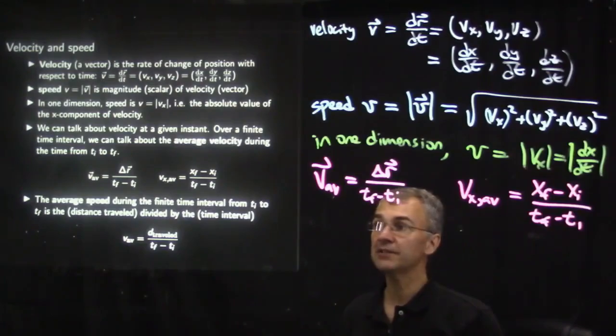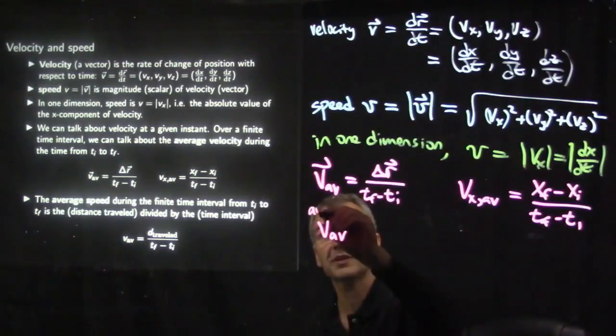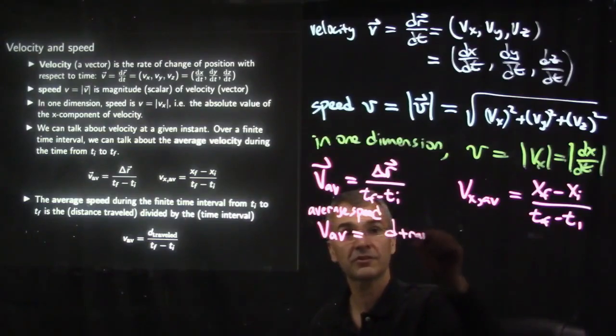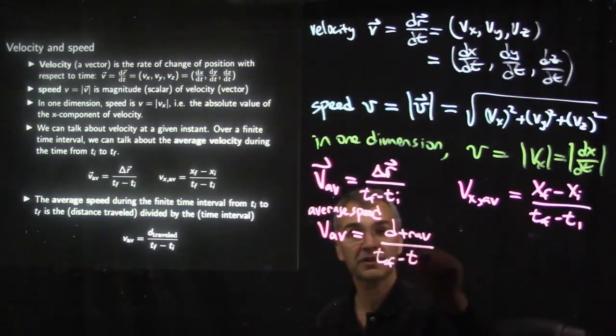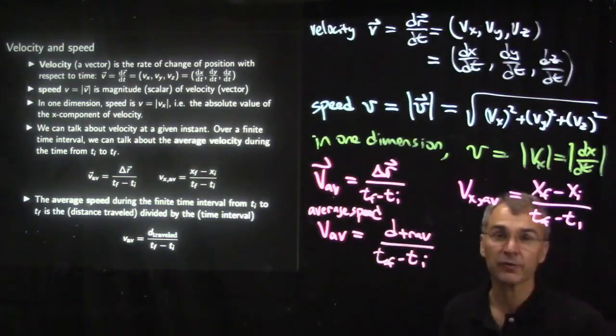The average speed during some finite time interval from t initial to t final is the distance traveled divided by the time interval. Average speed, v average, is the distance traveled divided by the elapsed time. So if you want the average speed, you have to work out the distance traveled. Remember, the distance traveled requires figuring out where you change direction.